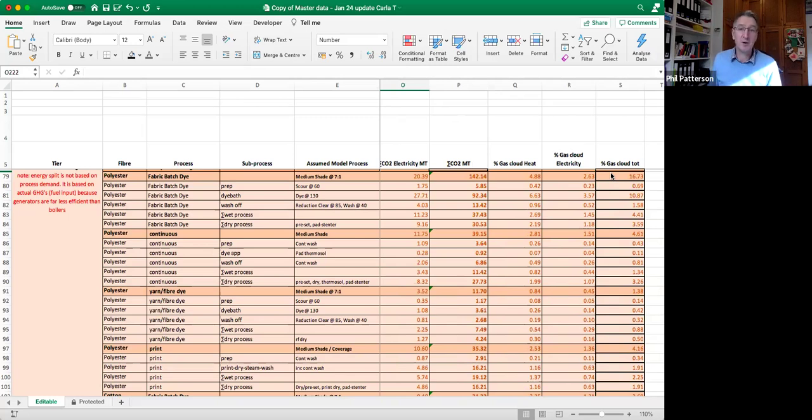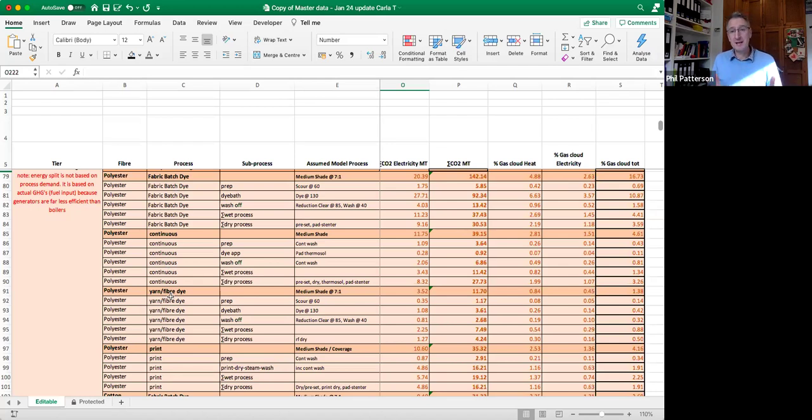And you can see here with polyester, it's a very popular fibre. It's a warm scour, it's a warm wash off and a hot dyeing process, and it actually accounts for nearly 17% of all emissions. So this is a significant process. We've got all these figures for different fibre types, different processes, all the way through from fibre manufacture, yarn manufacture, fabric manufacture, wet processing, and garment manufacture. And that's just to give you a background of the data we've got.